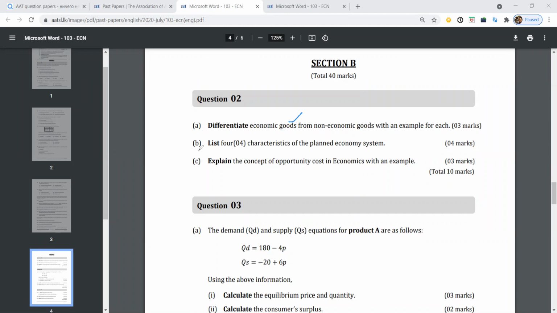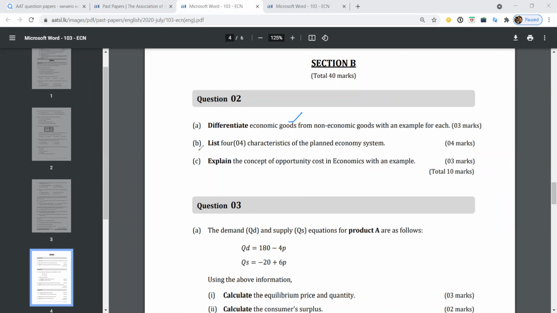Next, resources are allocated by a centralized planning mechanism. Also, finally, the government concentrates on social welfare. These are the major features.